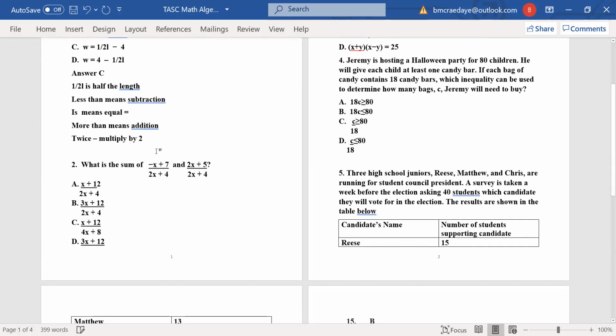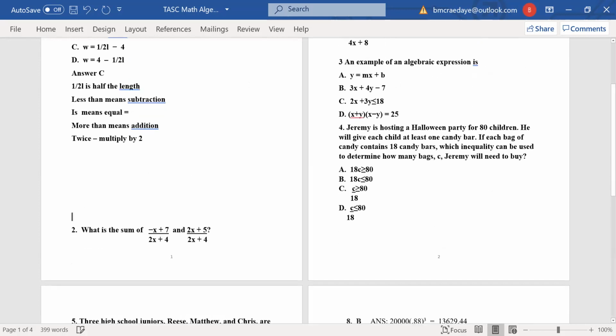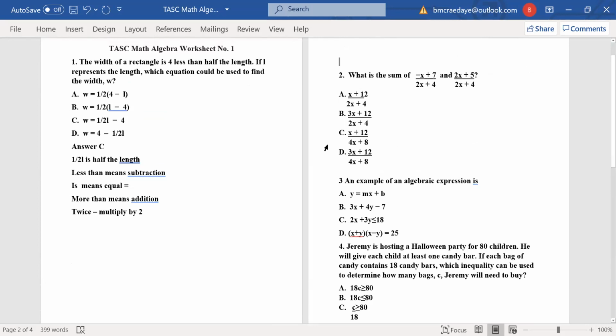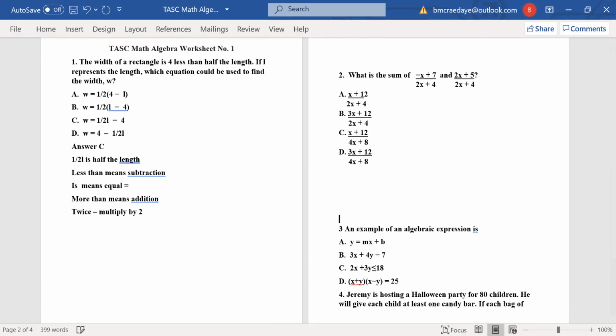Number 2. I'm going to put all that on the next. Now, what do you notice about number 2? What do you see there? What is the sum of 47 minus x plus 7? These are fractions, except they have variables in them, 2x plus 5, but they're really fractions, right? So what do you notice about number 2? What do you see in common with those 2 expressions?